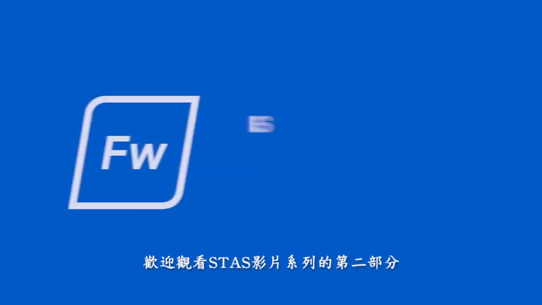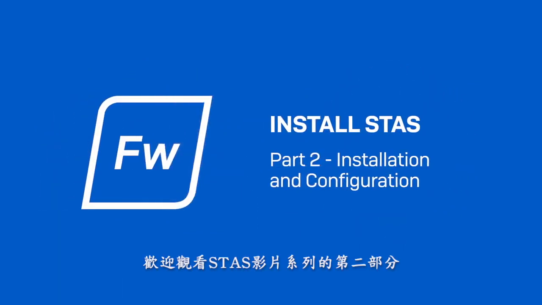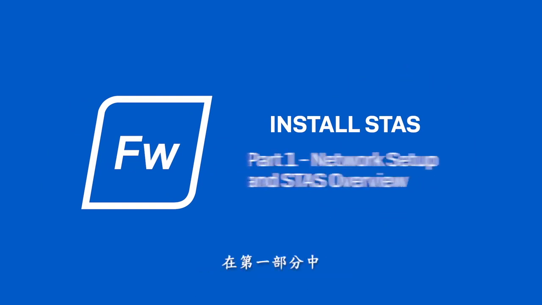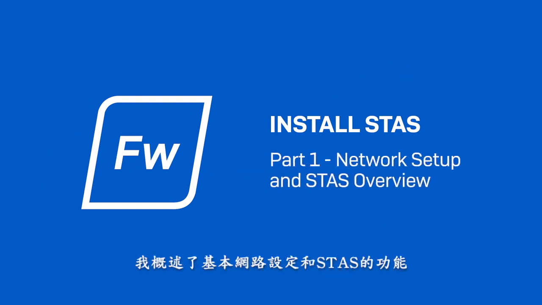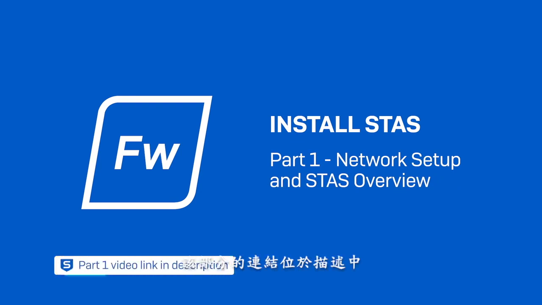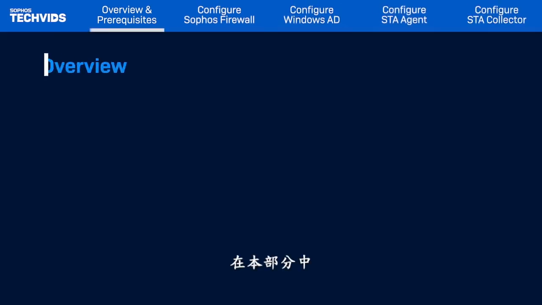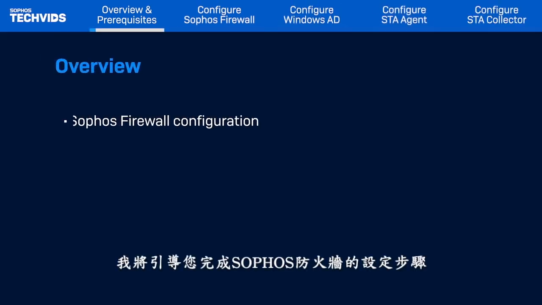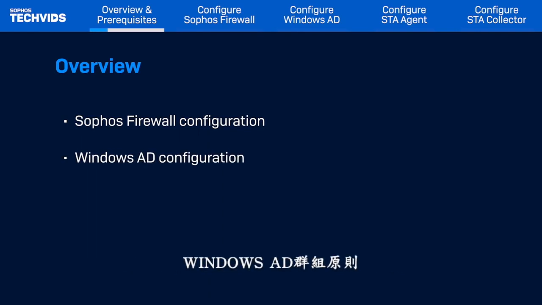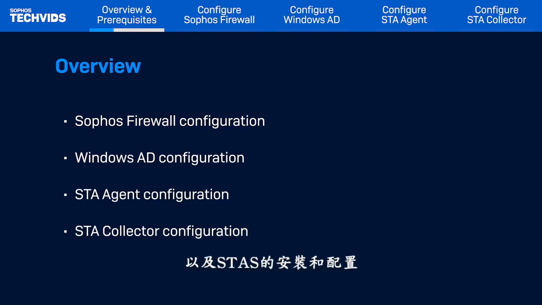Welcome to the second part in our STAS video series, which covers installation and configuration. In part 1, I give an overview of the basic network setup and the function of STAS. The link to this part is in the description. In this part, I will guide you through the configuration steps for a Sophos firewall, the Windows AD group policy, and the installation and configuration of STAS.